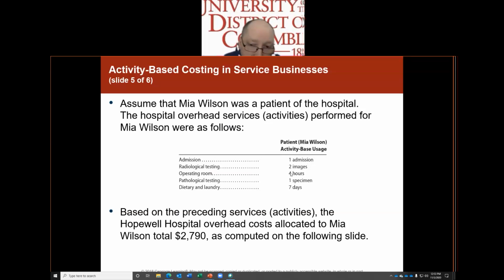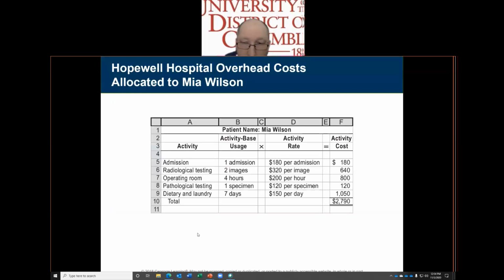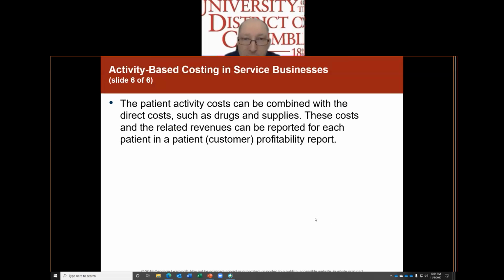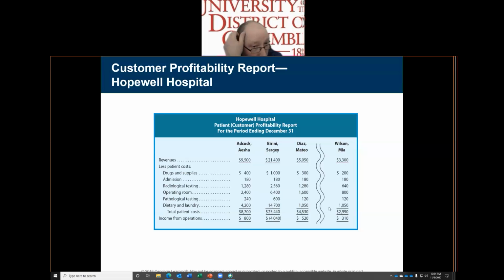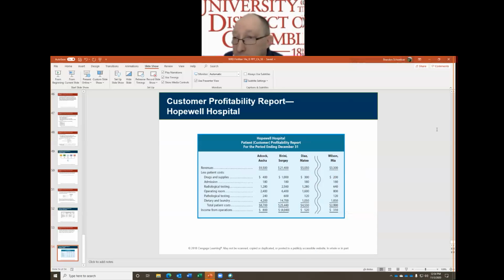The base usage is based off of each service that the patient received. So 1 admission, 2 images, 4 hours in the operating room, 1 specimen, the patient's been there for 7 days. So you take all of these, you multiply that by the rate per activity. The total cost for this patient for 7 days was $2,790. How we got there is we took the activity base times the activity rate, add all those together. And so that's a pretty good example of what it looks like from a service-based business, but at the same time, the same concept can be applied. And that is the end of Chapter 18.